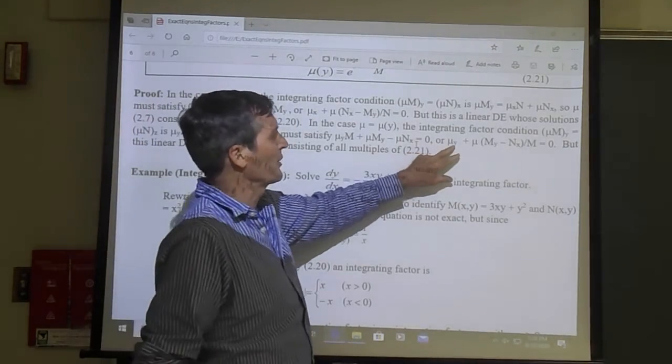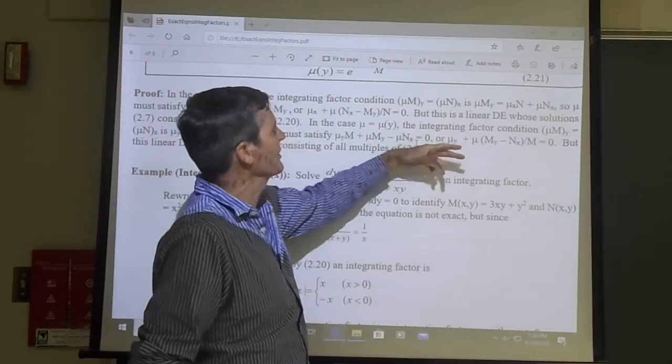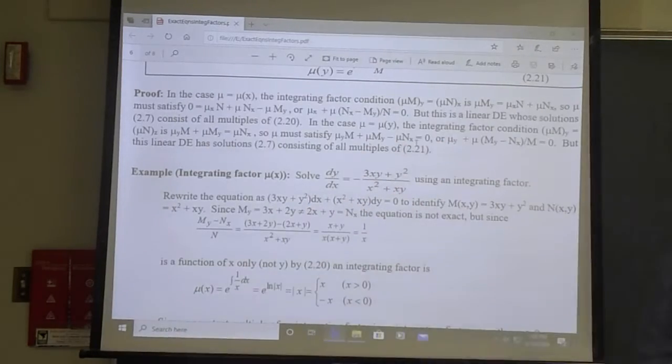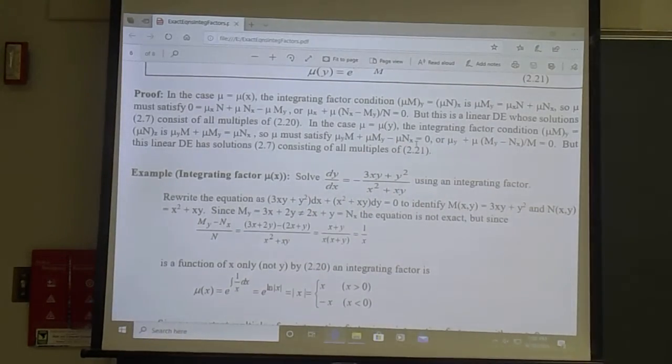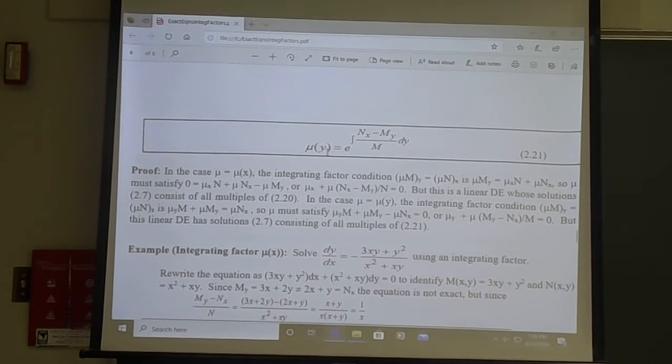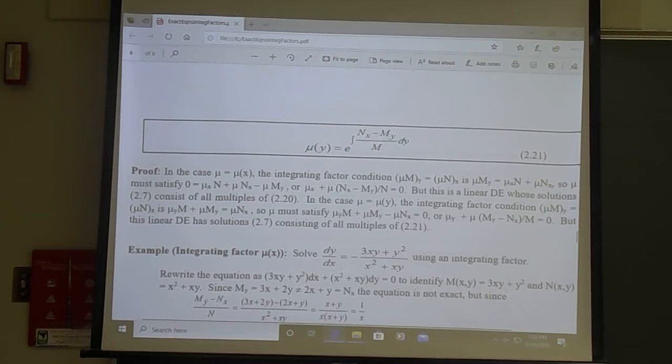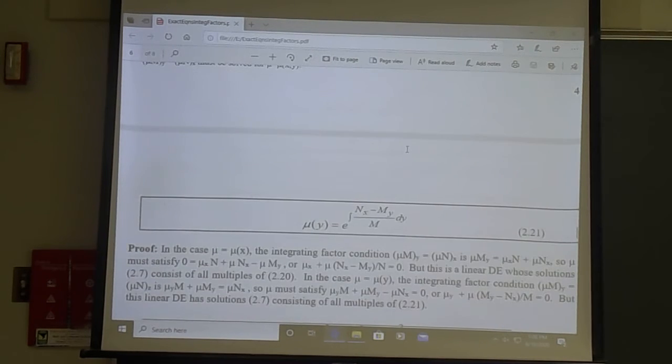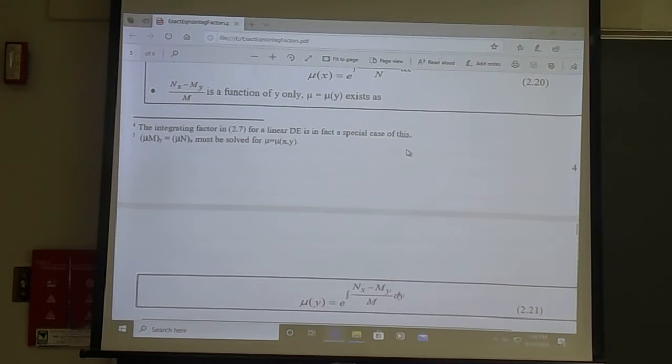And so you can solve it by your linear technique. So you write the formula for that and solve it, and I'll just say what you come up with now. Is this result, that mu, a function of y only, is e to the integral of (N_x minus M_y) over M dy. So we have these two integrating factor cases that I've labeled 2.20 and 2.21. They come out of my notes. They're in chapter 2 there.